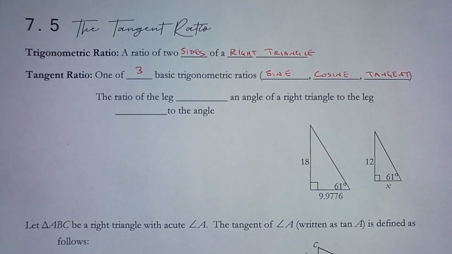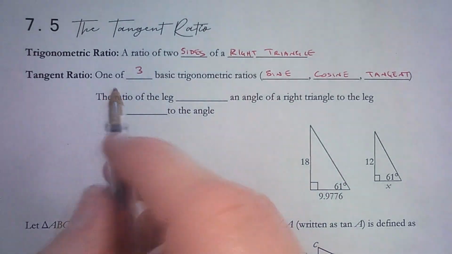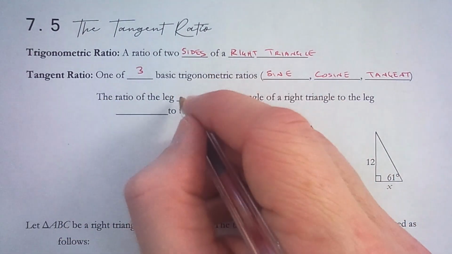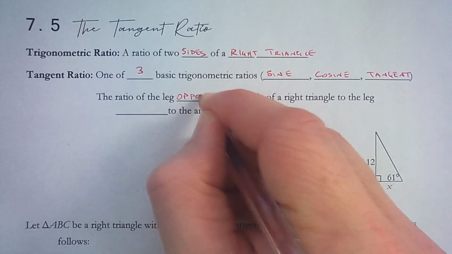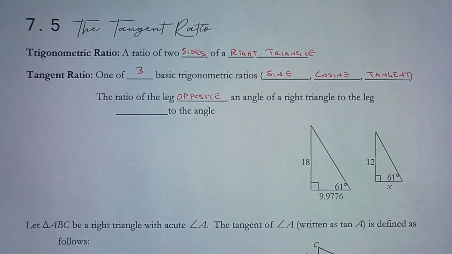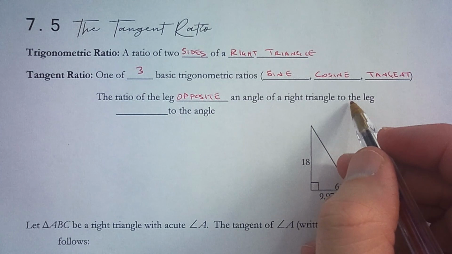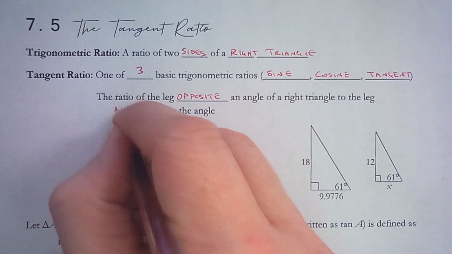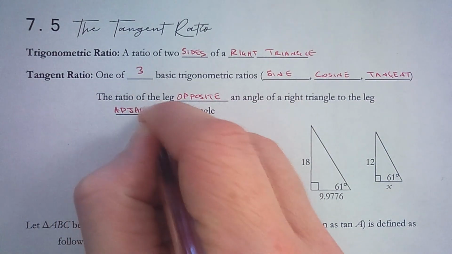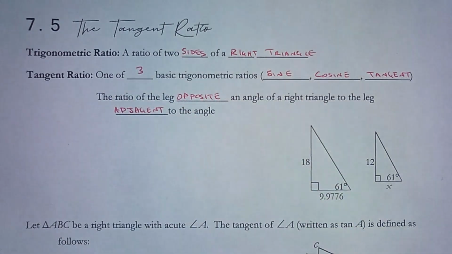Today we're going to talk specifically about the tangent ratio. The tangent ratio is the ratio of the leg opposite an angle of a right triangle to the leg adjacent to the angle. Okay, now this is specifically talking about one of the acute angles.